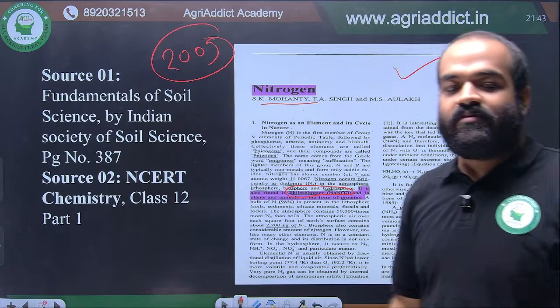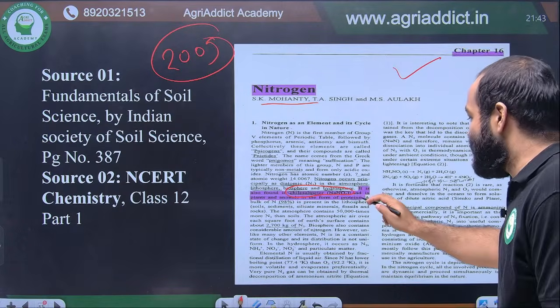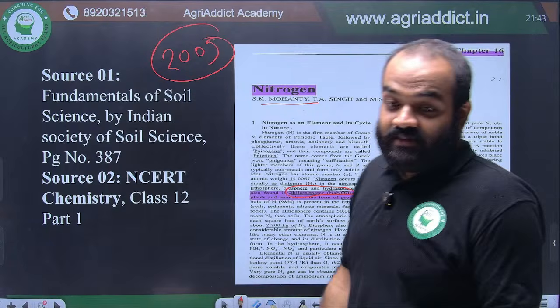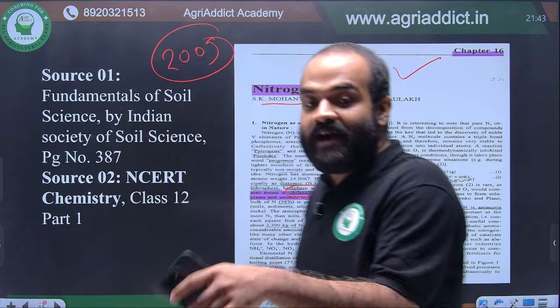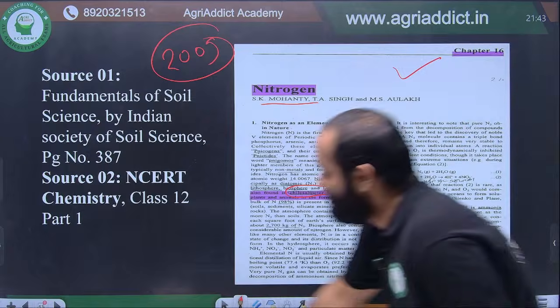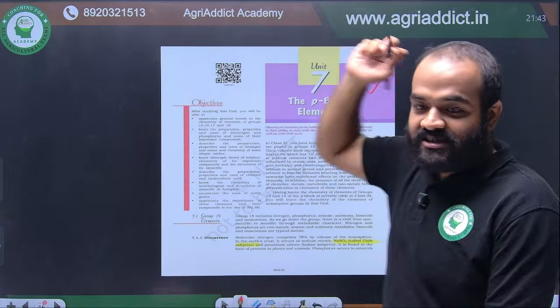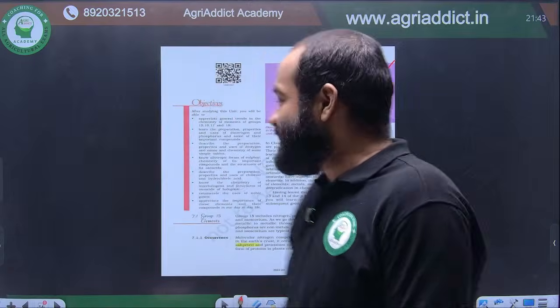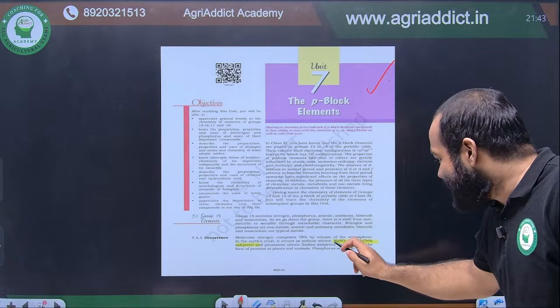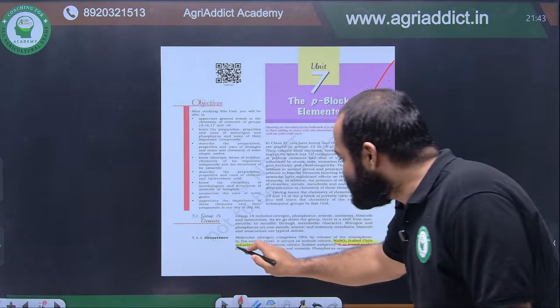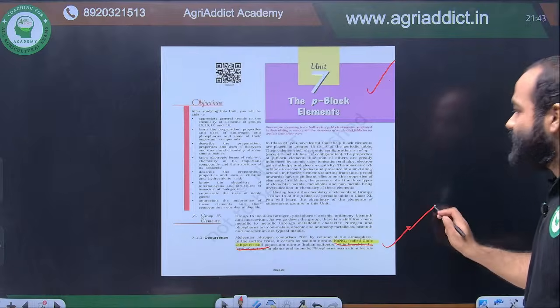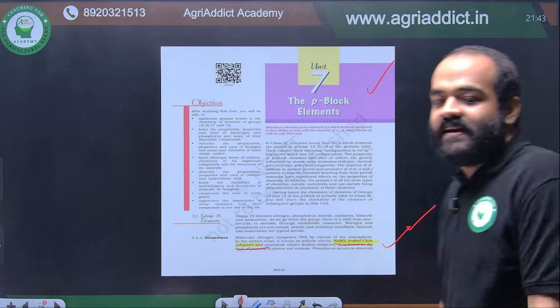This same thing you can find in the potassium chapter as well. And outside ISSS, outside soil science, if we go to NCERT too, in the NCERT P block elements chemistry textbook, if you remember, you all have read it, and come here. Here also you can see NaNO3 is also called Chile saltpeter. The Chilean saltpeter is NaNO3, that is sodium nitrate.